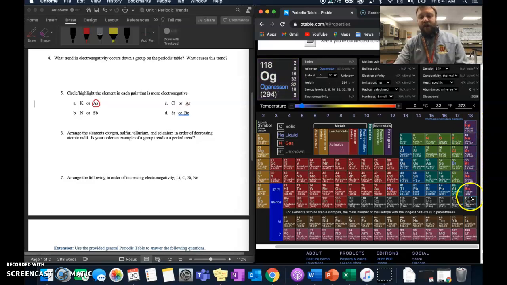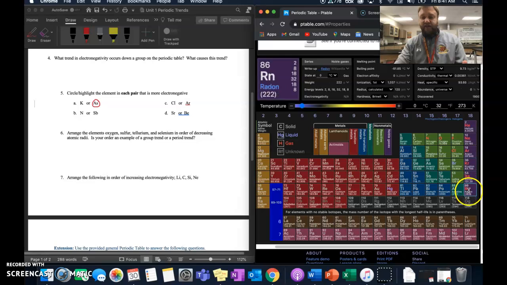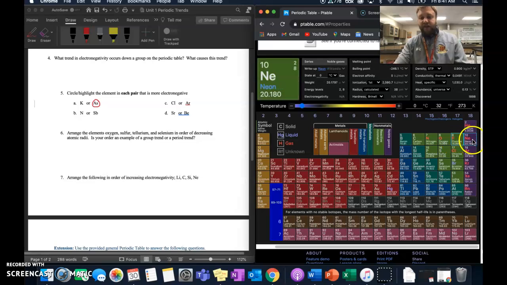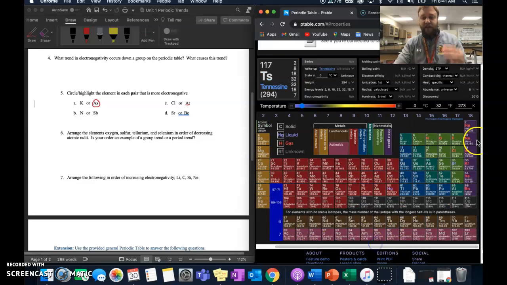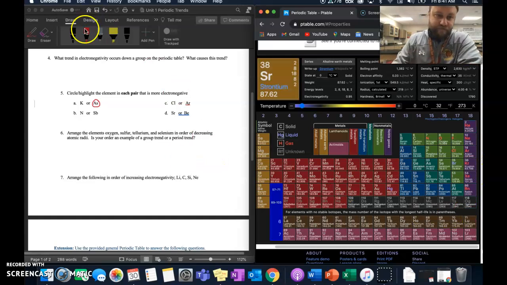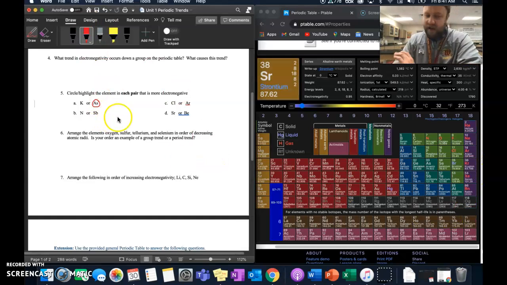So don't be tricked when you're asked, okay, does this have, maybe it says neon. Well, neon has no electronegativity. Even though it's right next to fluorine, it has no electronegativity. So something like potassium, which is way over here, would still have more electronegativity than something in group 18. So I just had to mention that.